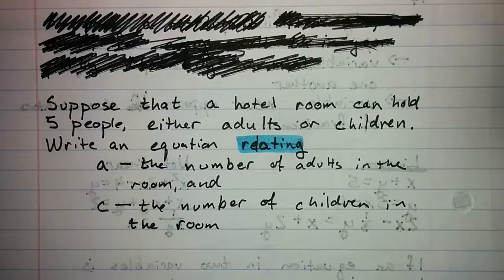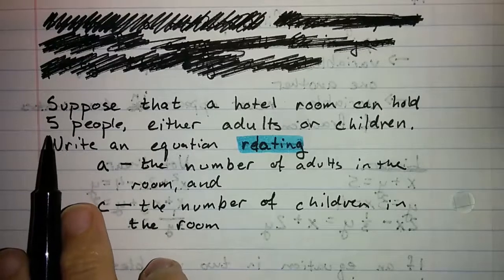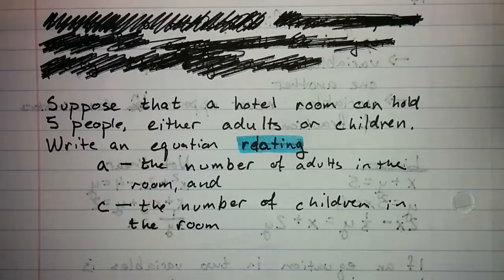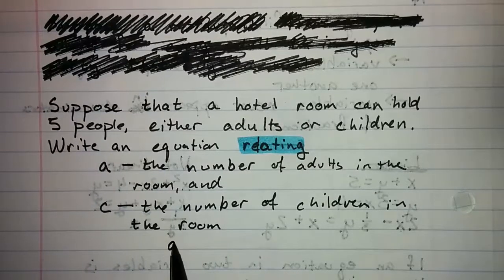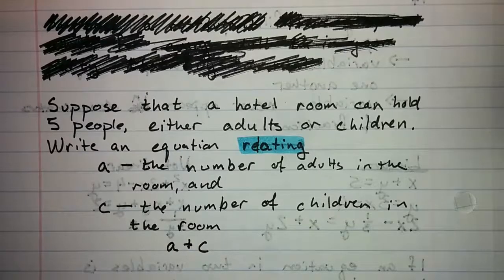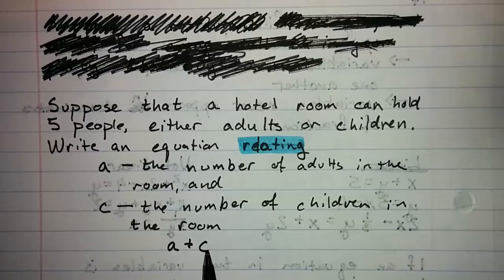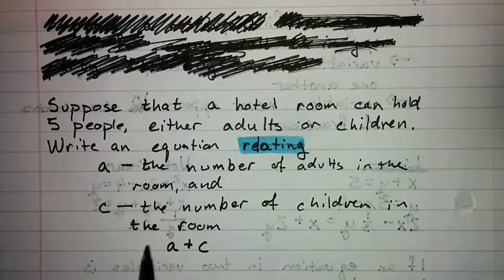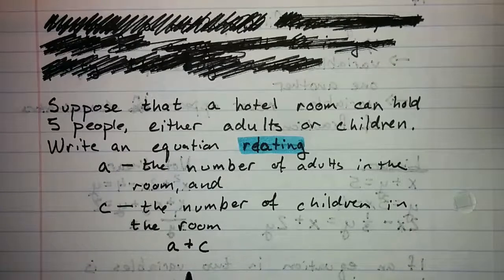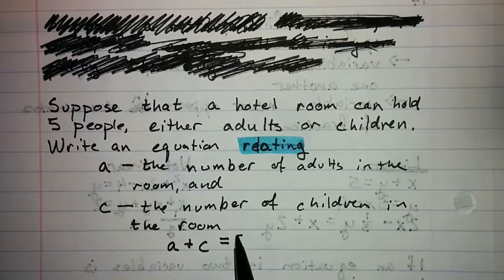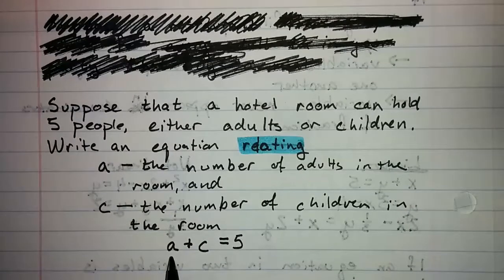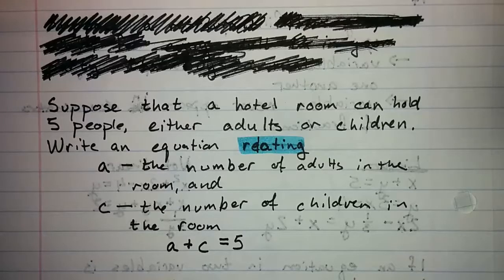So let's write down this equation now. Well, our hotel room can hold 5 people altogether. How many people are in the room? If we take the number of adults plus the number of children, right? Everyone in the room is either an adult or a child. We add them together and we get the number of people in the room. It can hold 5. So the number of adults the room can hold plus the number of children the room can hold is 5.